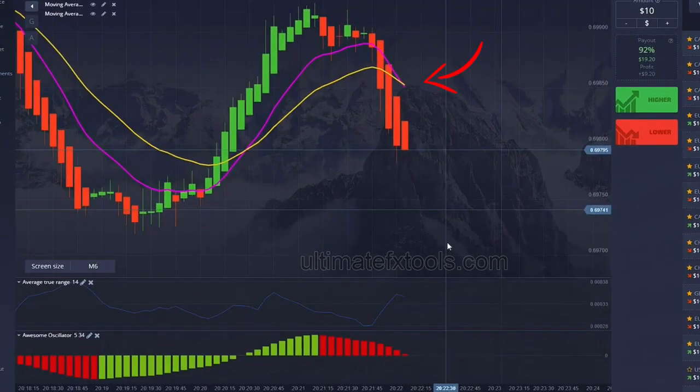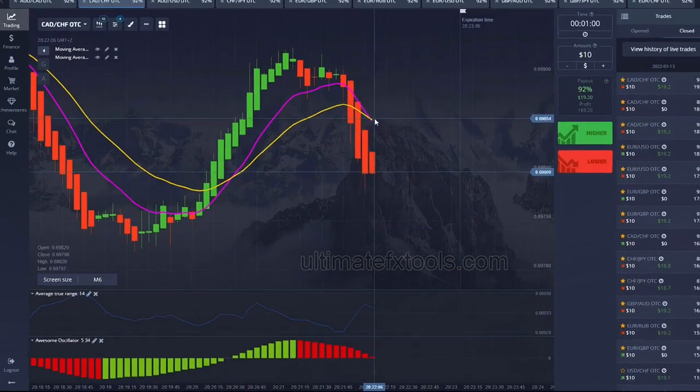Take a look at the two moving averages. They meet each other. It's a high chance to go on the downtrend market. The awesome oscillator is exactly at its middle state, then it specifically goes for a downtrend, while the average true range simply draws a downtrend line to support us on our trading method. Let us trade and go for a lower.